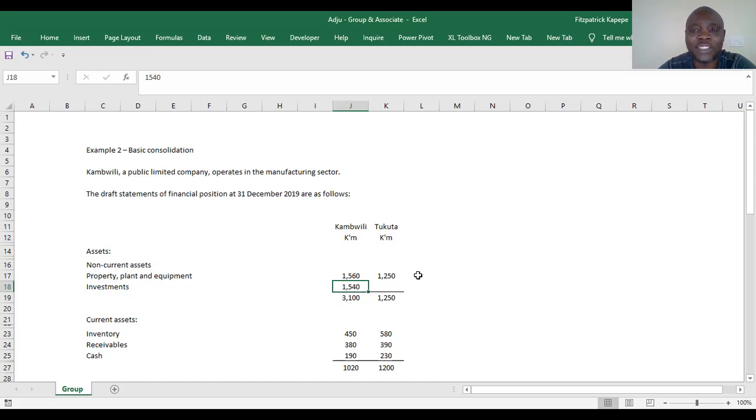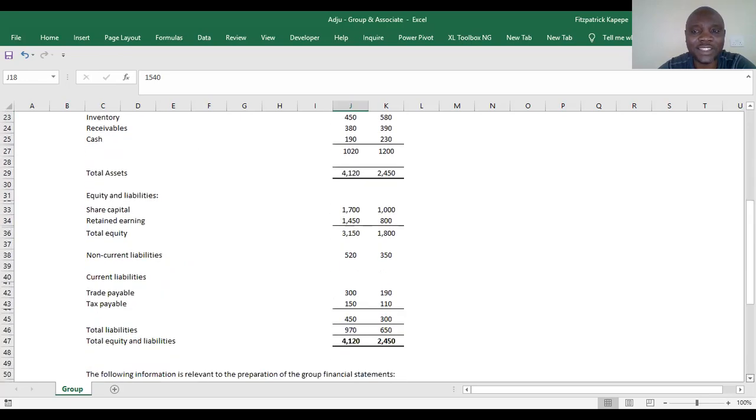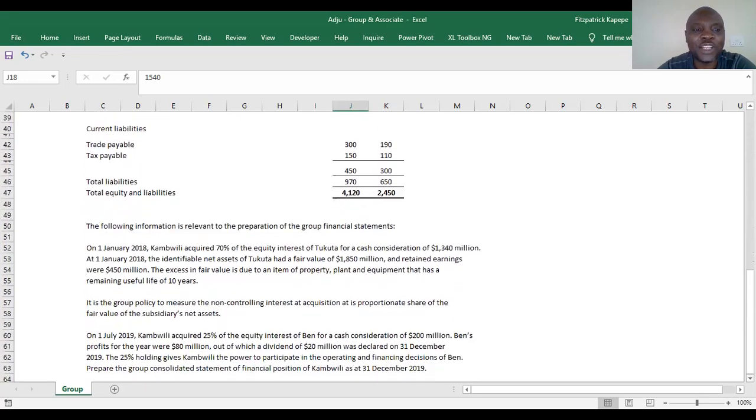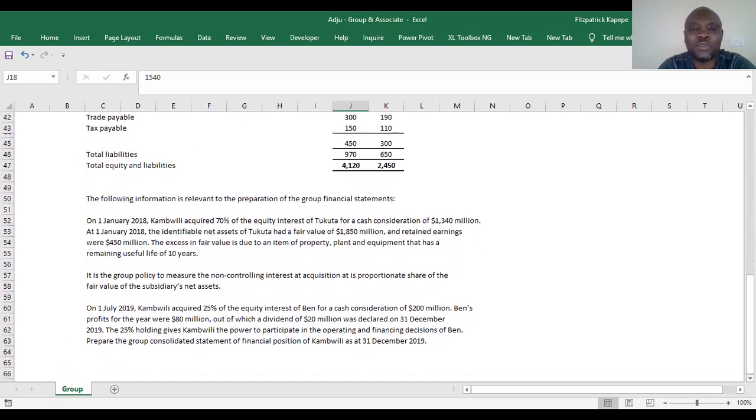So let's see what is actually in the question or in the case study. It says the following information is relevant to the preparation of the group financial statement. On 1st January 2018, Cambodia acquired 70% of the equity interest of Tukuta for a cash consideration of 1340 million.